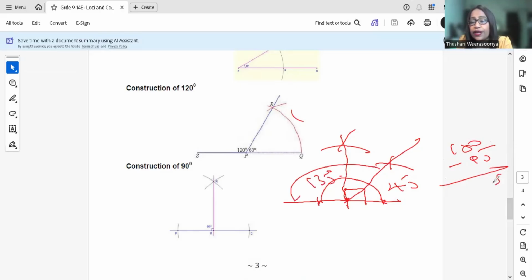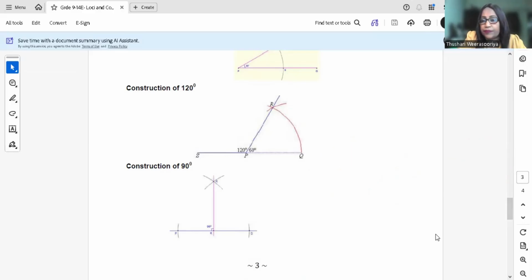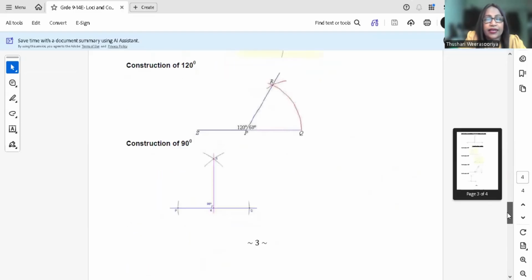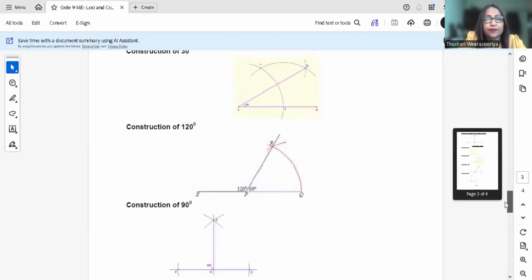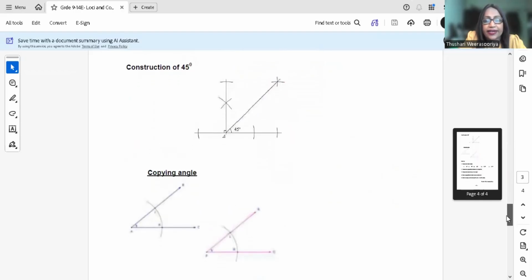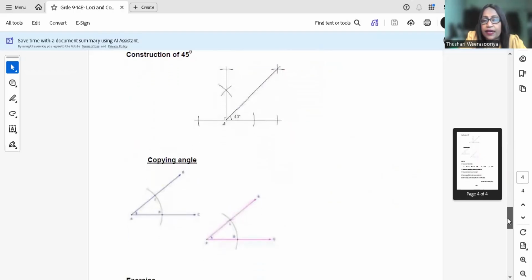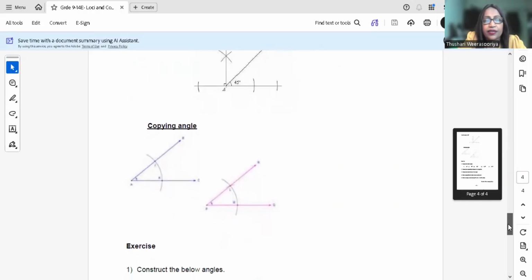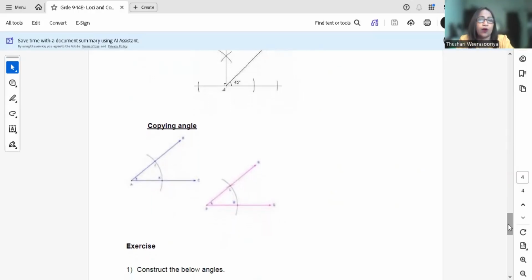Likewise, you can construct a lot of angles. That's how you construct angles. Try constructing 75. Likewise, try and see whether you can construct other angles also.